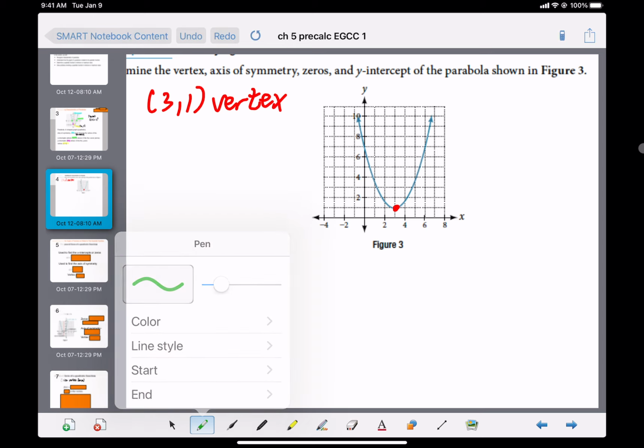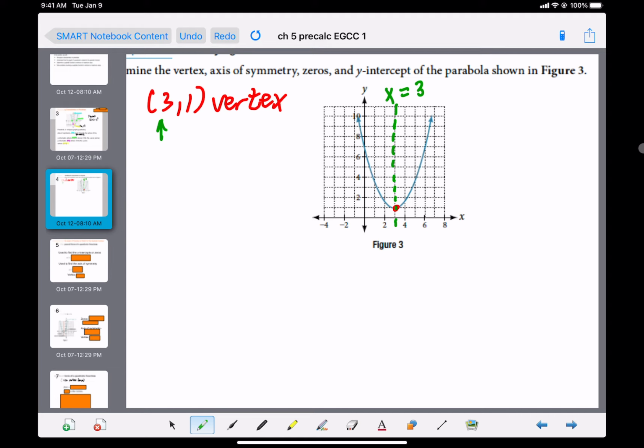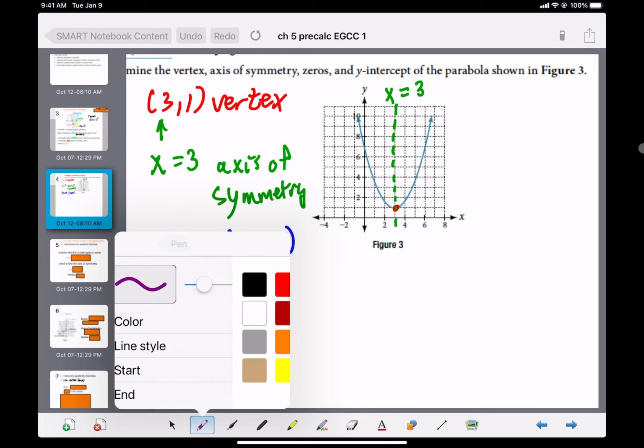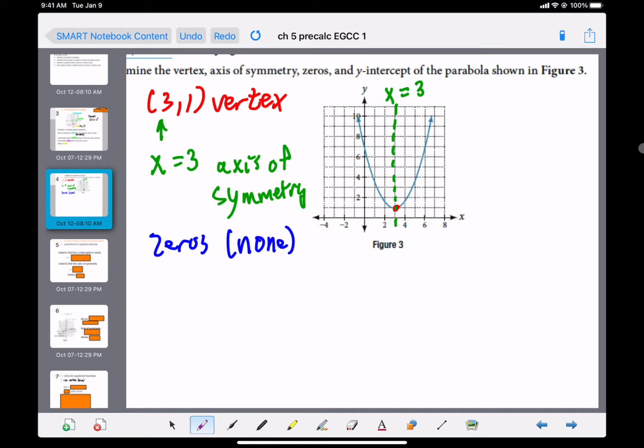Now next, the axis of symmetry goes through the vertex. It is a vertical line. So you'll see that it matches the x of our vertex, which is h. So it's x equals 3 is our axis of symmetry. As far as the zeros go, in this particular graph, if you look at where the parabola hits the x-axis, it doesn't, so there are none. So you would just list that there were no places where that happened.